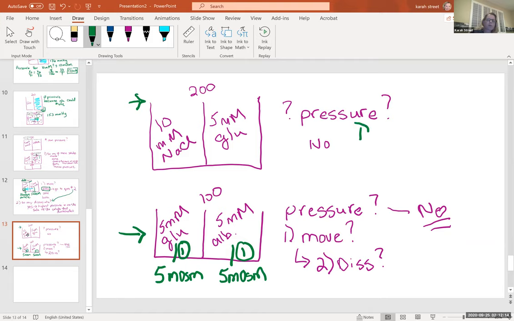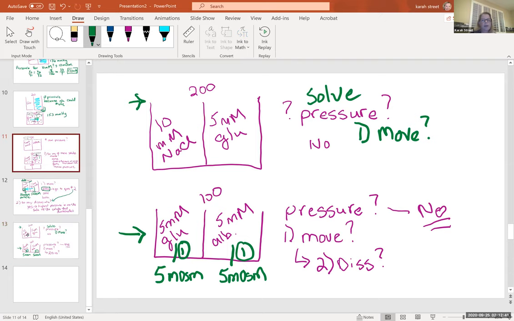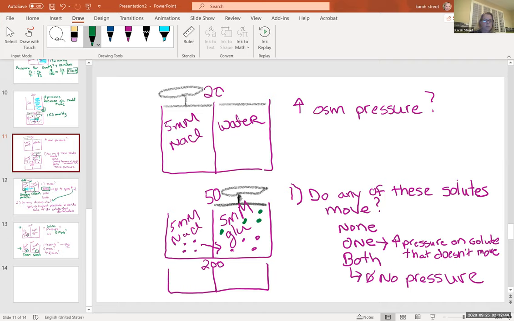What is our first question? If there's pressure. No, well, that's what we're trying to solve. But when we're solving it, what is the first question we ask ourselves? Do they move? And if the answer is both move, we stop asking more questions. If both can move, they will. Then they will diffuse. Water will not have to move. Water will be happy because there will eventually be equal particles on either side.